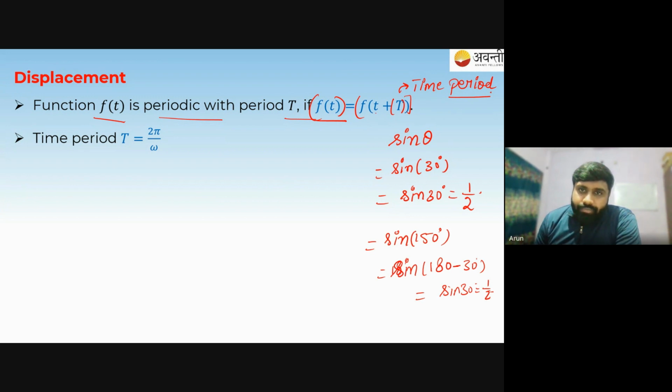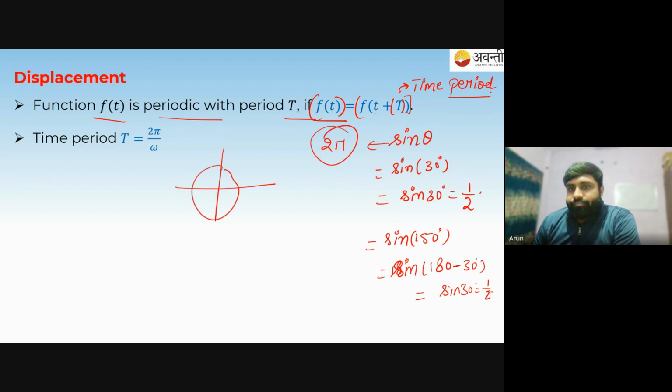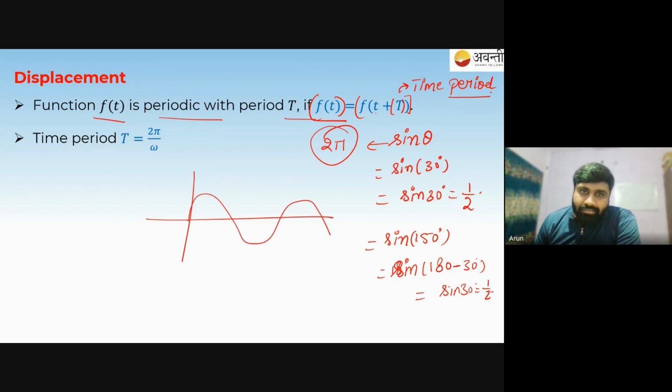So the time period of sine theta will be 2 pi. After every cycle of 2 pi, it repeats its value. And that is why we plot the graph of sine like this. After this, you can say the same curve will start from here. So that is why it is a periodic function, because it is repeating its value with a fixed time interval. And here the time period is given in terms of angle. So here the time period is 2 pi. Got it?